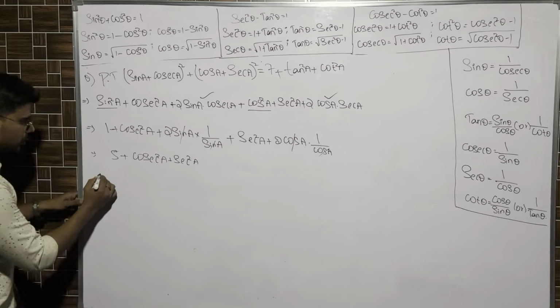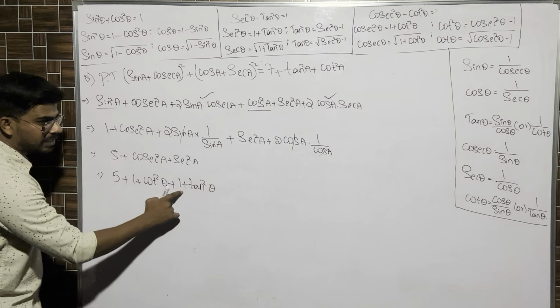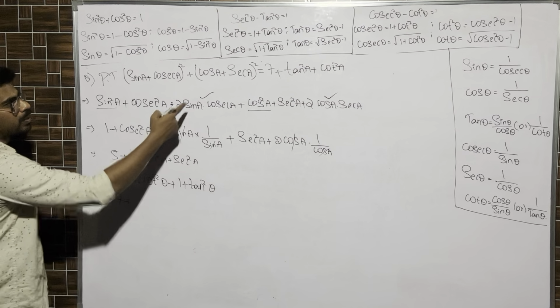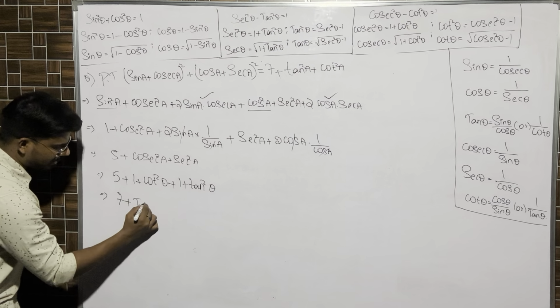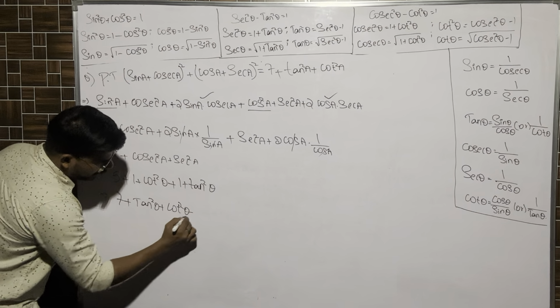So it is 5 plus cosecant square theta, which can be written as 1 plus cot square theta, plus secant square theta, which can be written as 1 plus tan square theta. 5 plus 1 is 6, 6 plus 1 is 7. 7 plus tan square theta plus cot square theta, or cot square theta plus tan square theta, either way. Hence proved.